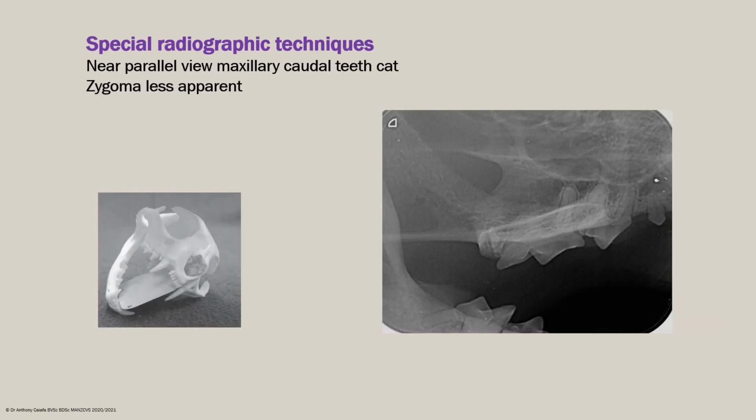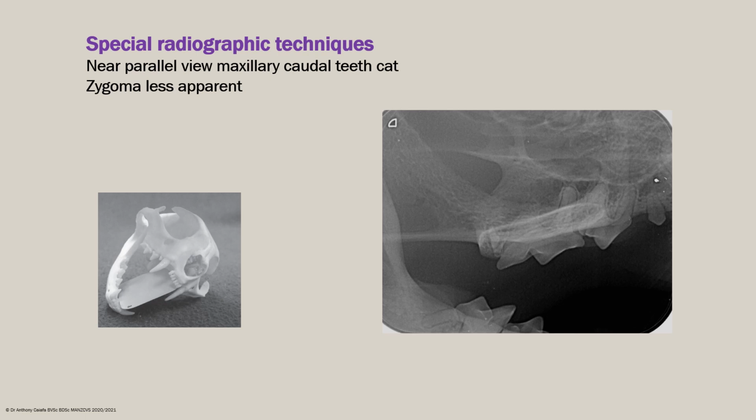There is another view that we can do in cats called the near parallel view of the maxillary caudal teeth. And this also makes the zygoma less apparent on the radiograph. And this is where the film, if you look on the left-hand side, is placed so that it rests on the opposite side. In this case, we are radiographing tooth 108, and the film is actually leaning against the left-hand side of the hard palate and angled so that it actually hits the quadrant 4 or the right-hand side lower teeth.